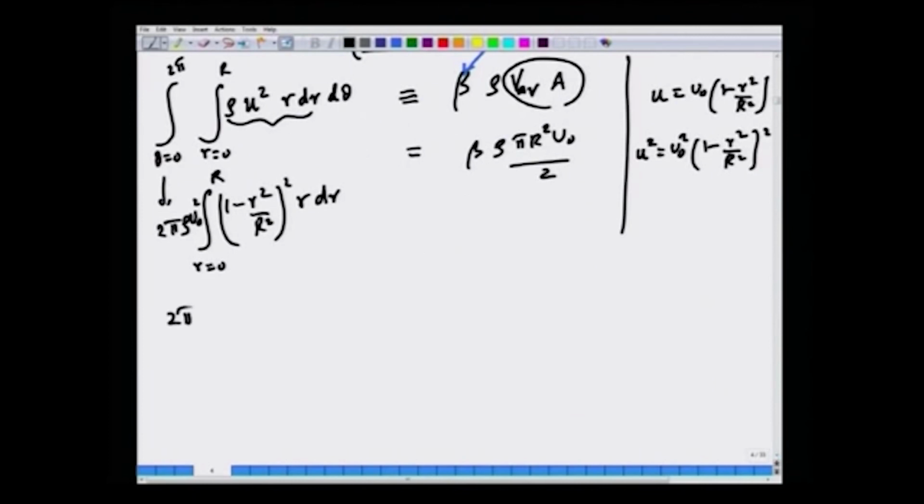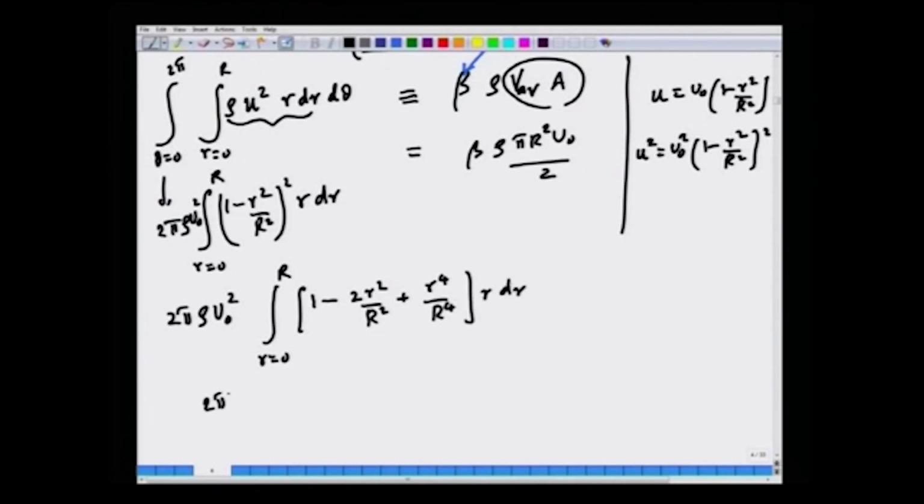So, 2 pi rho u naught squared, r is 0 to capital R. Let us expand the square out. So, it is 1 minus 2 r squared by R squared plus r to the 4 by capital R to the 4, times r dr. So, 2 pi rho u naught squared, let me multiply it through by r: r minus 2 r cubed by R squared plus r to the 5 by R to the 4 dr.